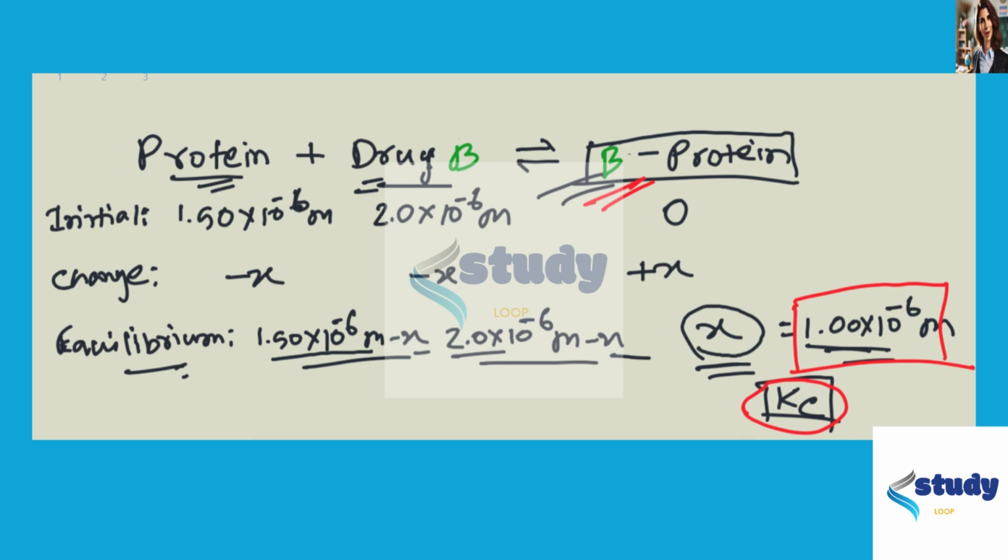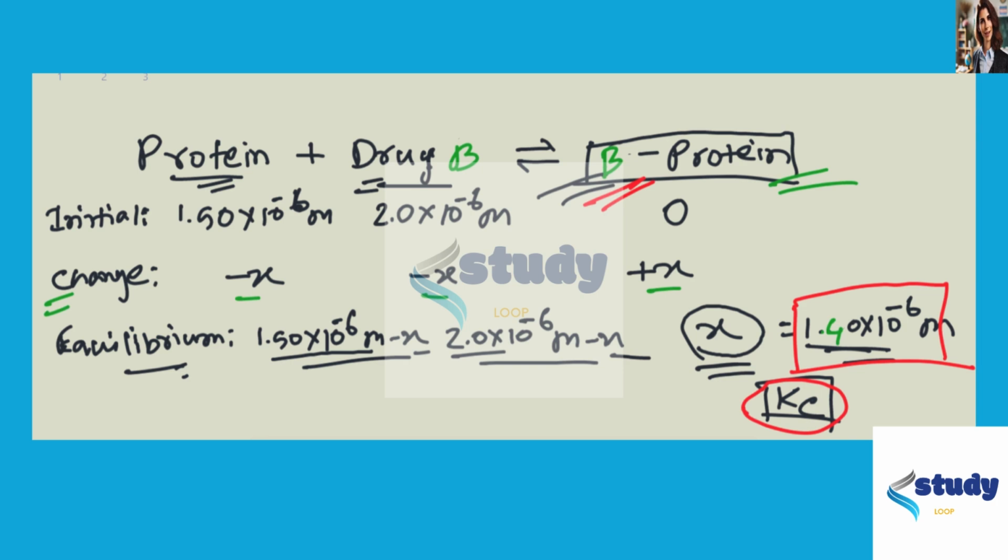So the change is basically in the value of x. The change here will also be minus x for both protein and drug, and for the protein drug complex, it will be plus x. And the plus x is basically the value of the equilibrium concentration of the drug B protein complex. And this value is 1.4 times 10 to the power minus 6. So here for drug B, it will be 1.4 times 10 to the power minus 6.